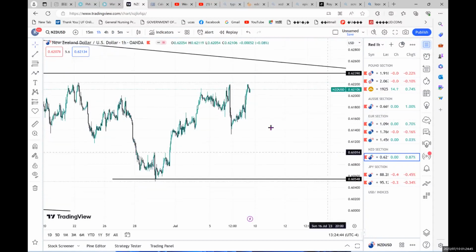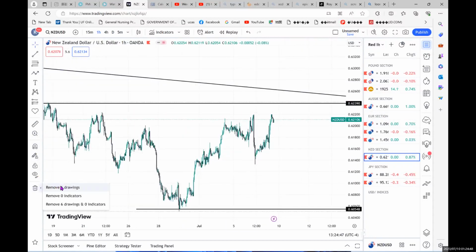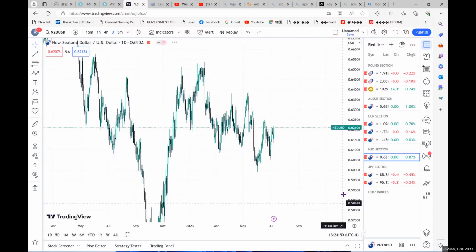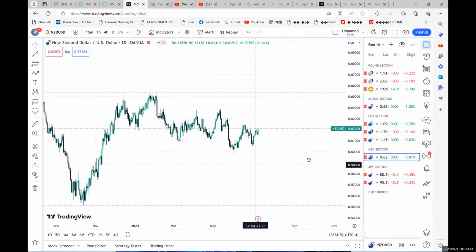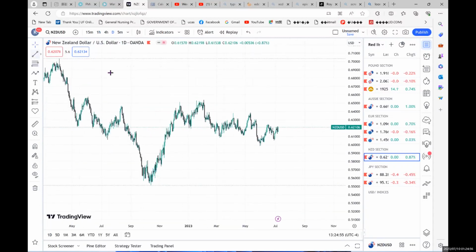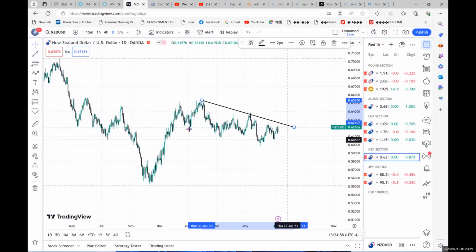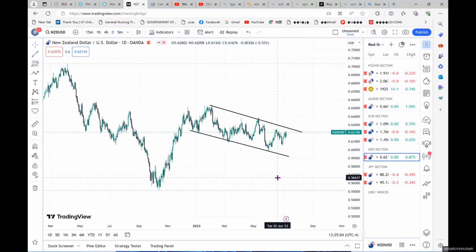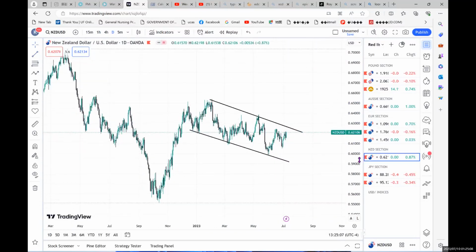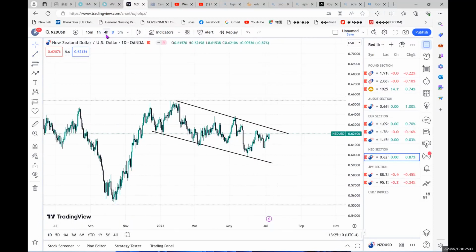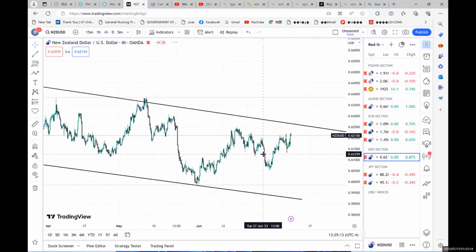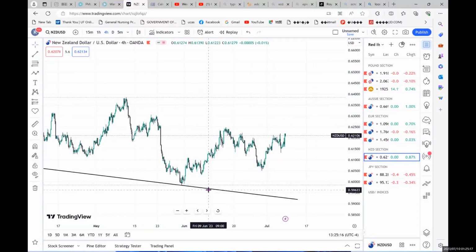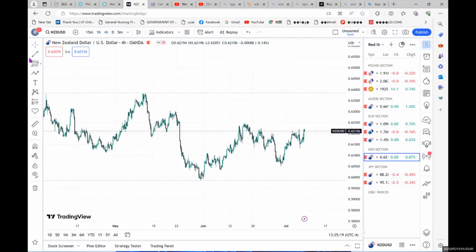NZD/USD. Check the daily. The price is looking bearish. To me, price is really bearish. Okay. Come on the H4. And we're looking for our range on the H4. So we have this high here and this low right here.